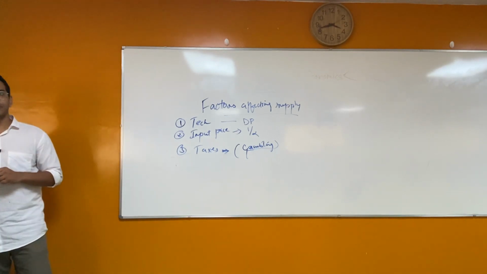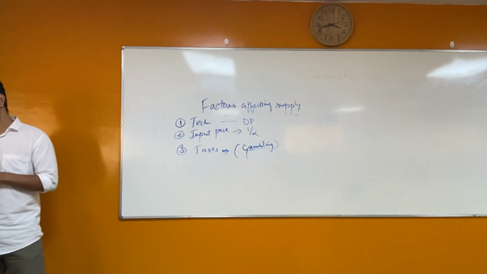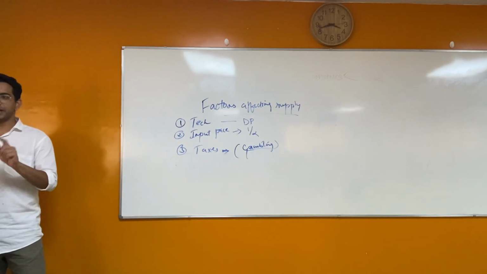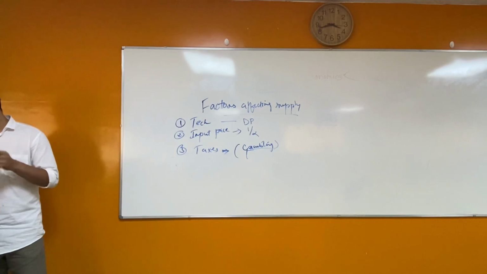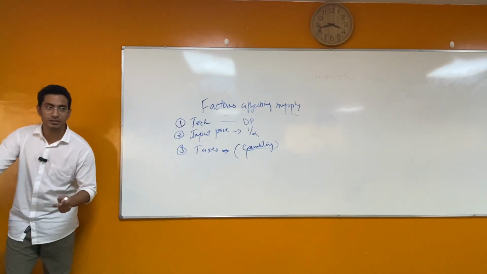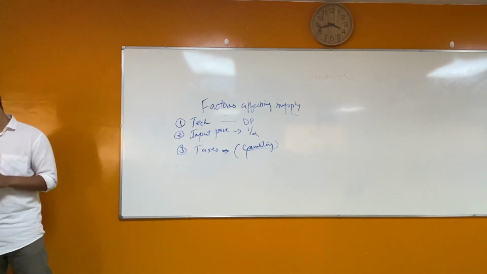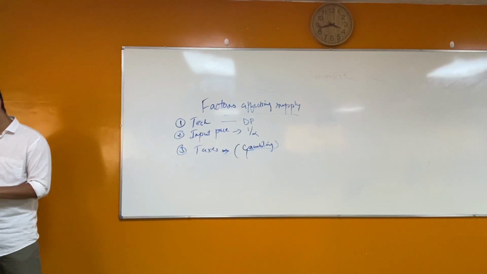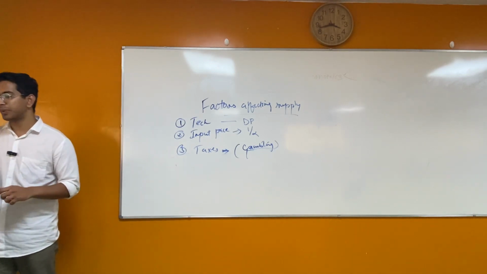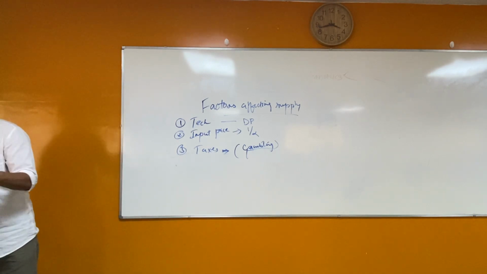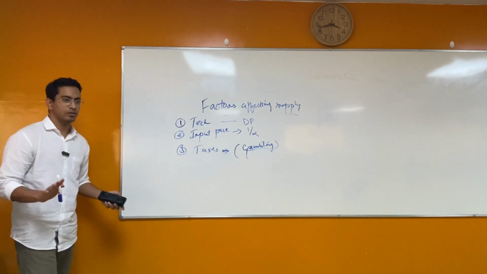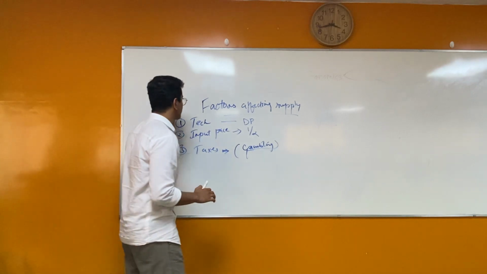Law of supply and demand, we have read it. If price increases, demand decreases, supply increases. Price decreases, then demand increases, supply decreases. Next is price elasticity of supply. How did we read elasticity of demand? It's the same thing for elasticity of supply.